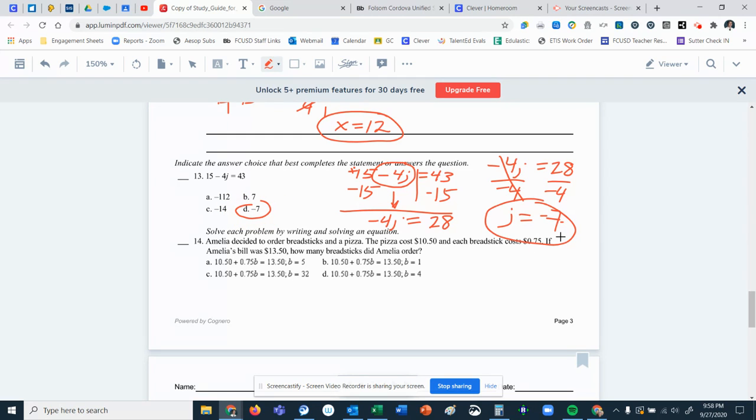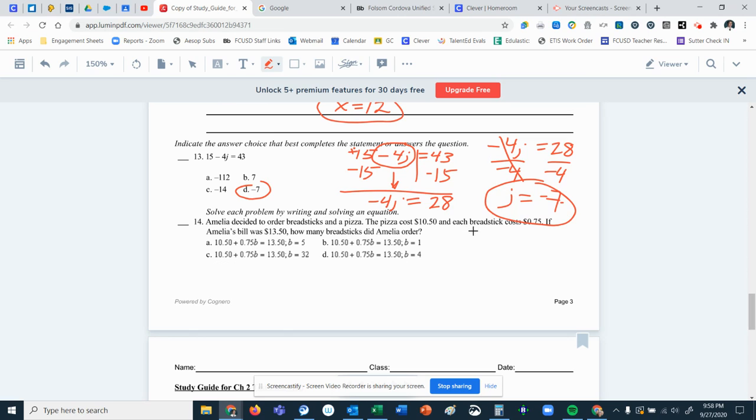Okay. Problem 14. Amelia decided to order some breadsticks and a pizza. The pizza costs $10.50 and the breadsticks each cost 75 cents. And notice that each is here. That means that's my multiplied number. The total bill was $13.50. So I've got one-time amount is $10.50, and each breadstick is 75 cents. I'm going to call X the number of breadsticks. Total amount is $13.50, so that's always going to go after the equal sign.